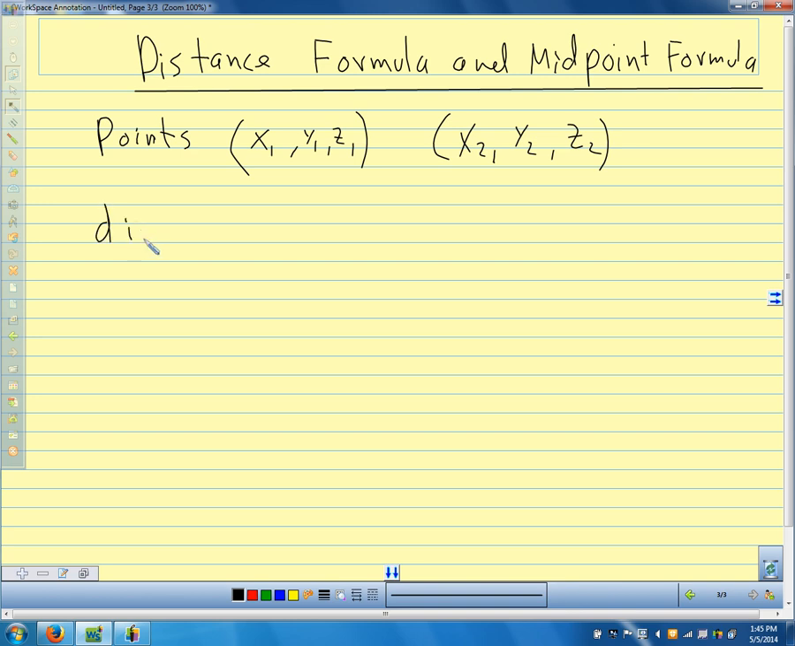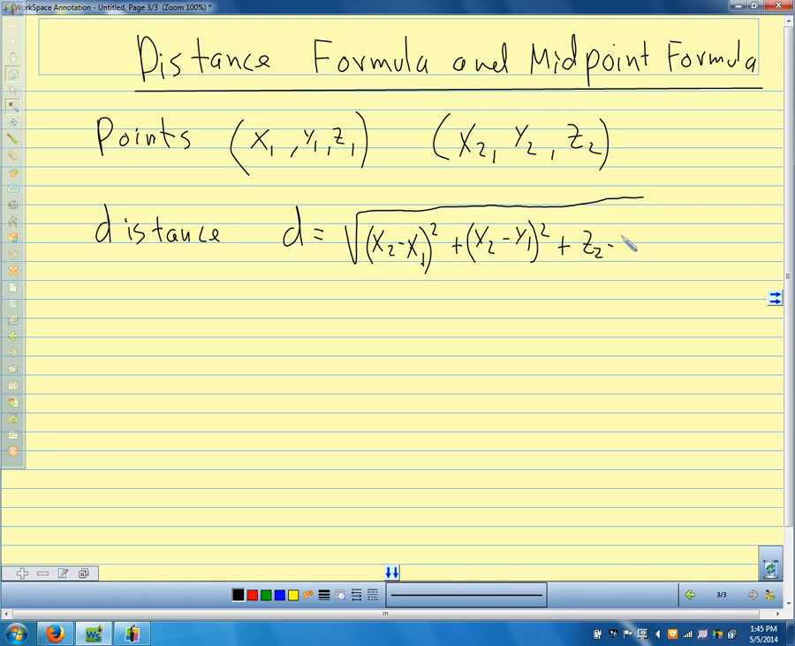The distance between them is a square root: x2 minus x1 squared, plus y2 minus y1 squared, just like in 2 dimensions, same distance formula, plus z2 minus z1 squared. Exactly the same thing. We just have three quantities we have to calculate inside our square root rather than 2.